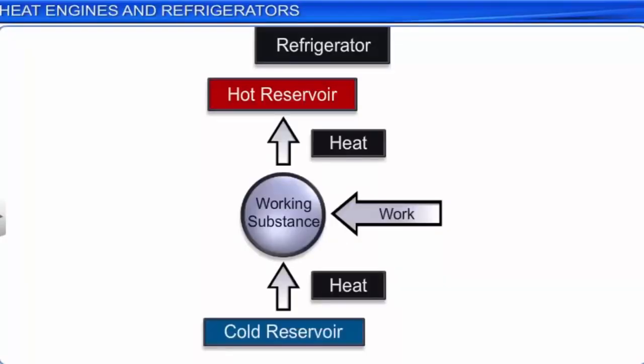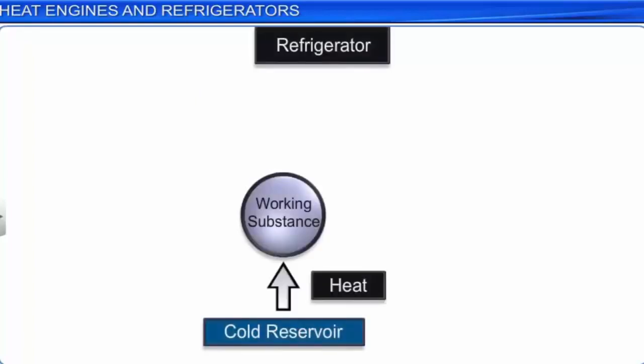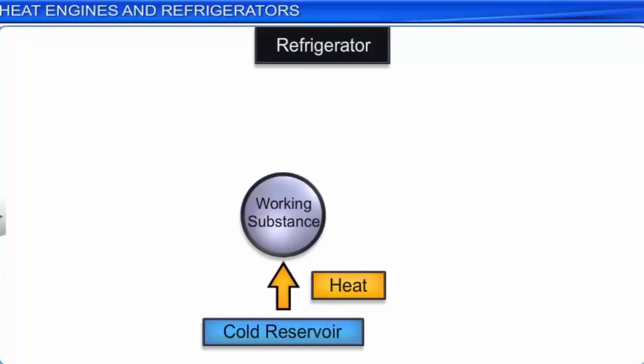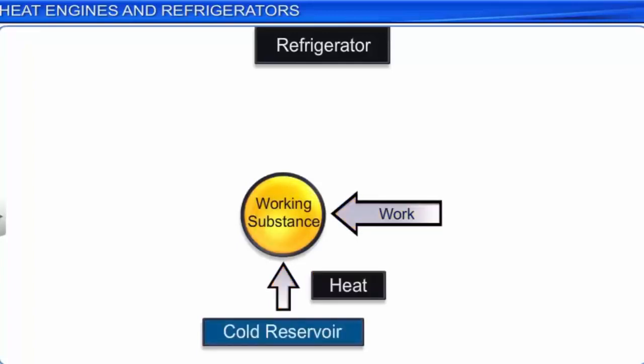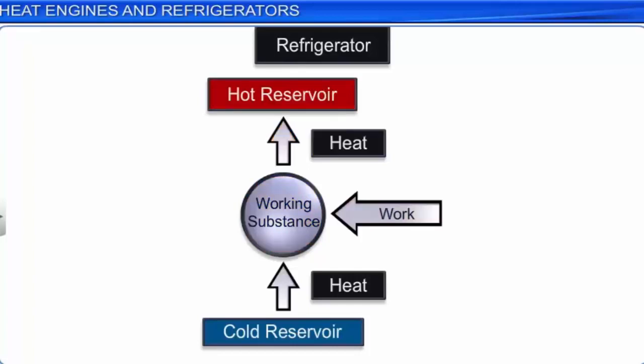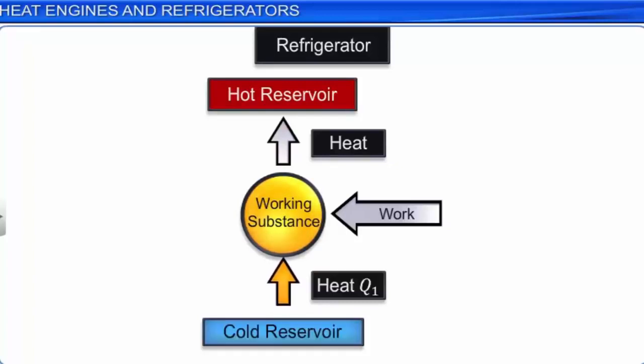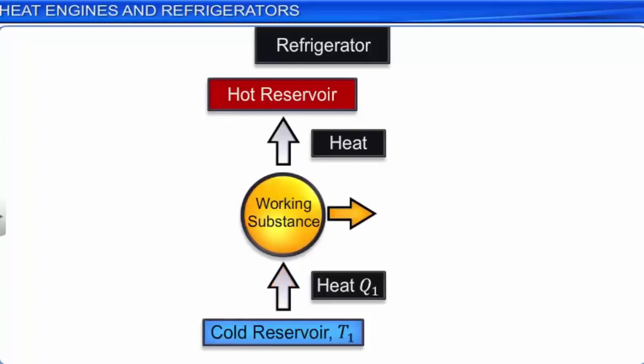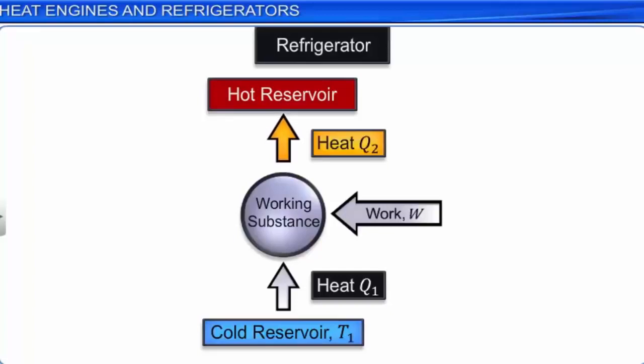Now let us understand the working of a refrigerator or a heat pump. The schematic representation of a refrigerator or a heat pump is as shown. A refrigerator is a device that takes heat from a cold reservoir, and after some external work is done on it, it releases some heat to a hot reservoir. Assume that the working substance receives heat energy Q1 from a cold reservoir at a temperature T1. And after W work is done on the system, it rejects heat energy of Q2 to a hot reservoir at a temperature T2.